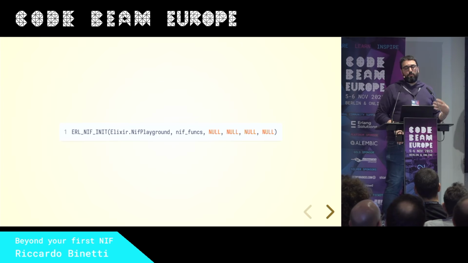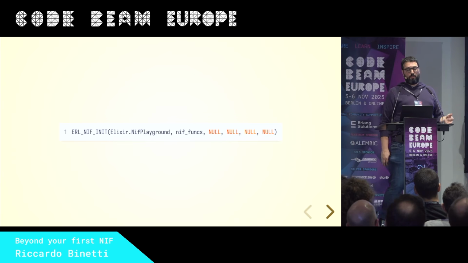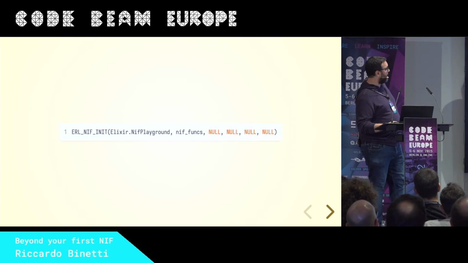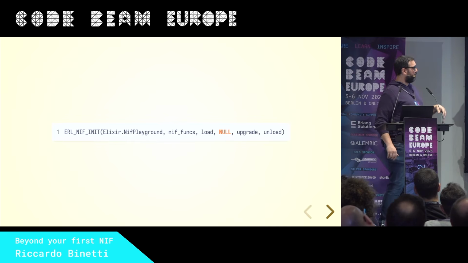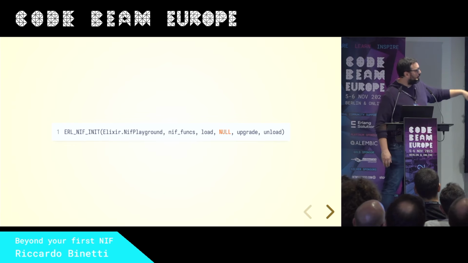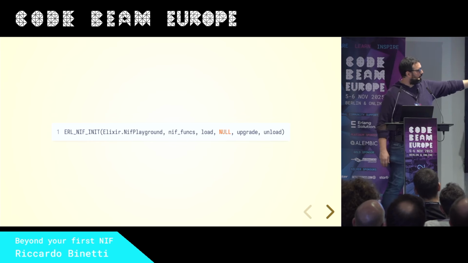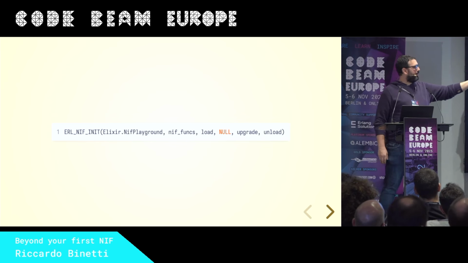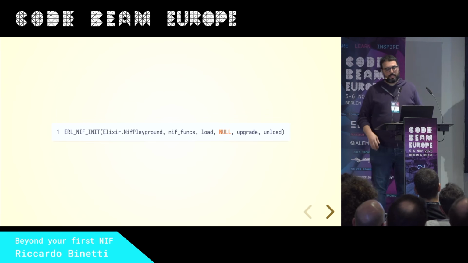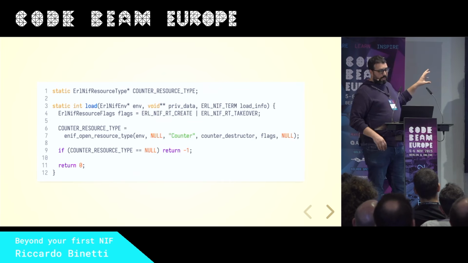First of all, we have to initialize the resource type, and we're going to do this in the load callback, which is one of the 3 callbacks you can execute during the life cycle of your NIF. So in your NIF init macro, you can pass function pointers to be executed when the NIF is loaded, when it's upgraded, and when it's unloaded. In this case, when it's loaded, we're going to initialize the resource type.